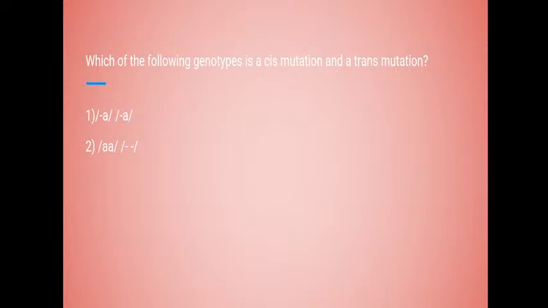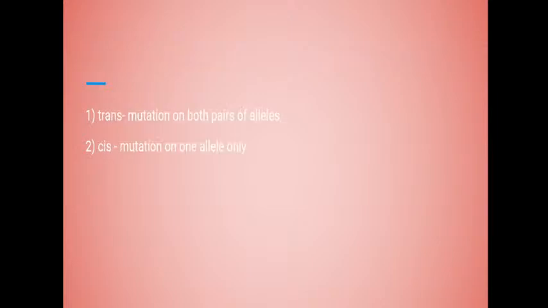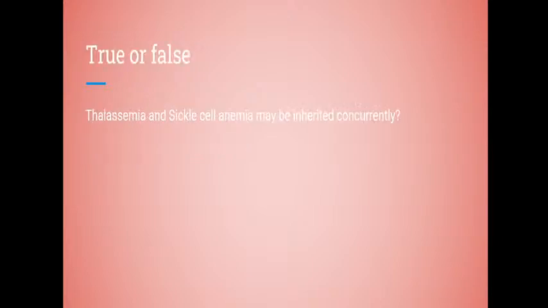Now what I need to know is cis. So if it's cis, it's on one side of the allele only. The deletion is only on one side. The reason why I'm saying this is because this will come in handy later on when we discuss hemoglobin electrophoresis.